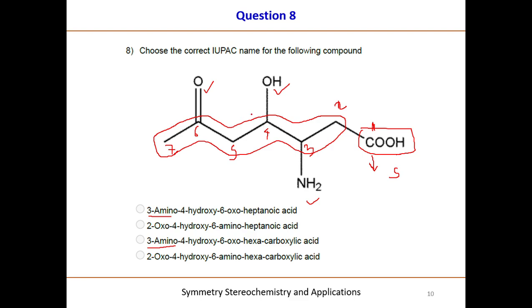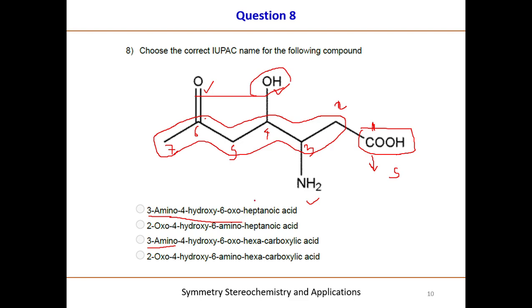In oxo and hydroxy, hydroxy will come first. So we will write here 3-amino, 4-hydroxy. At carbon number 4 we have the hydroxy group. So 3-amino, 4-hydroxy, 6-oxo. At carbon number 6 we have double bond oxygen, the ketone group. That's why we will write here 6-oxo. 3-amino, 4-hydroxy, 6-oxo.